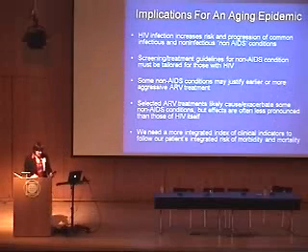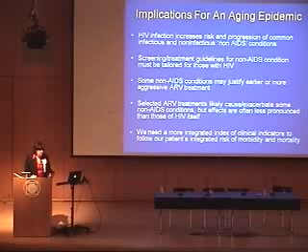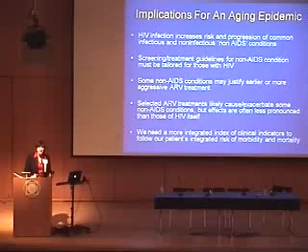So what are the implications for an aging epidemic? HIV infection increases risk and progression of common infectious and non-infectious, quote, non-AIDS conditions. And here I'll say, what we know right now shows that there are at least 10 or 15 conditions that are at higher risk among those with HIV. Give us more time and the list will grow.